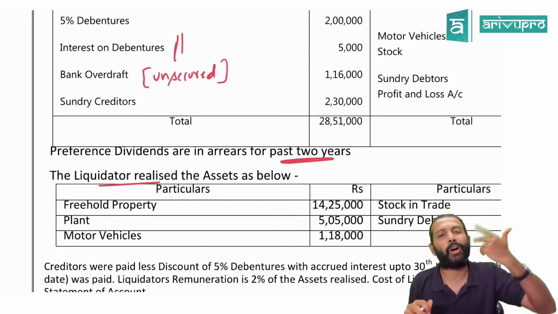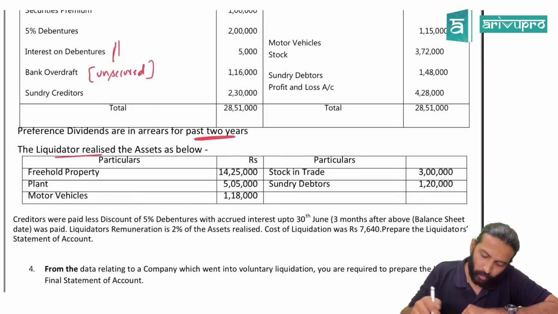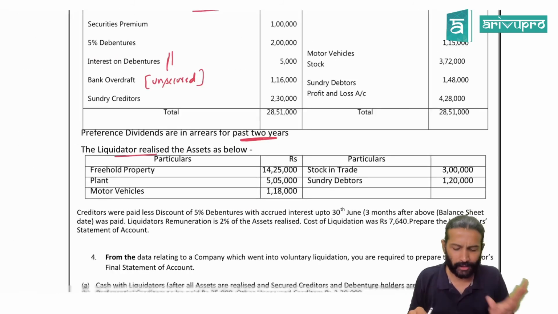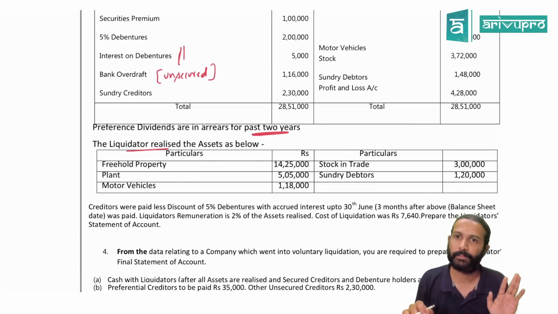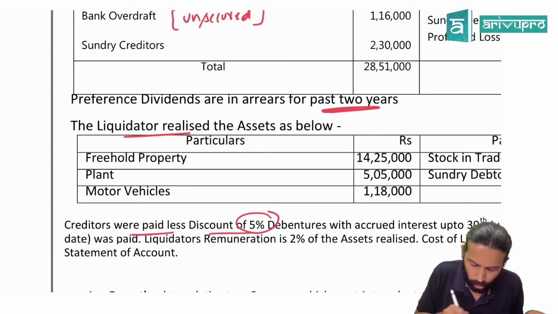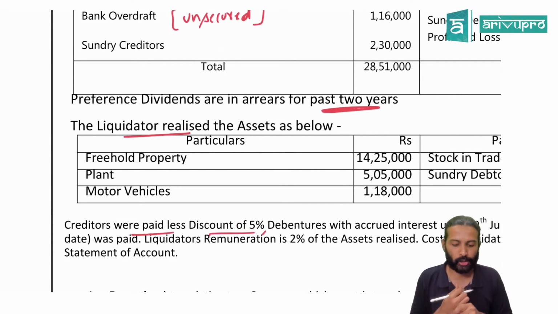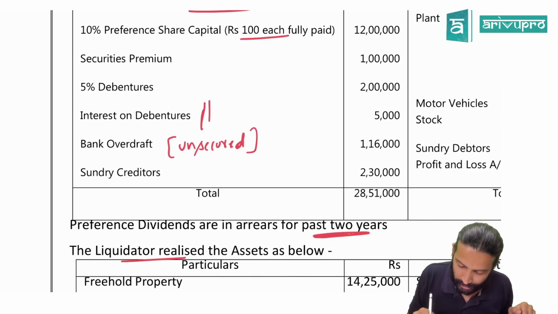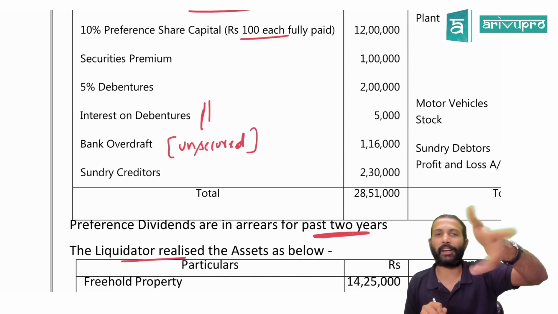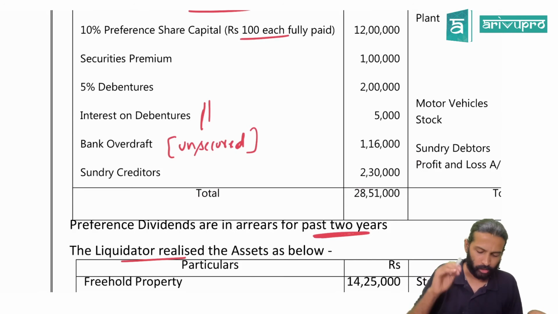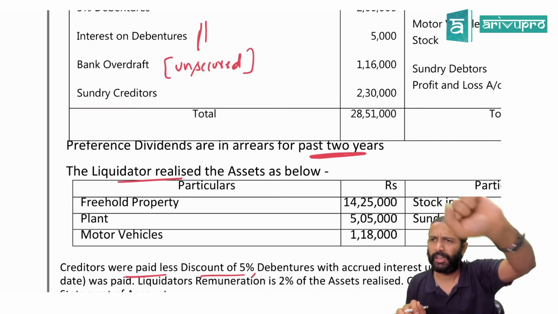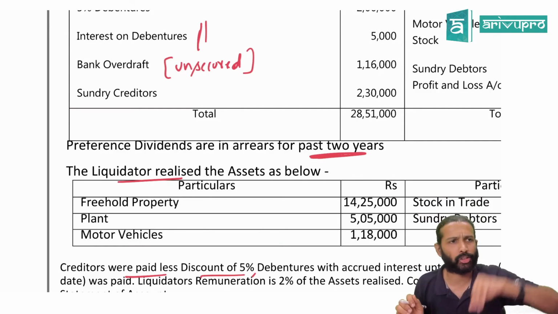You are liquidating, so obviously you will sell the assets. Various assets you have sold at this particular value. We'll figure that out a little later. Creditors were paid less discount of 5%. There should be a comma or a full stop there. Creditors' value is how much, sir? 2 lakh 30,000 as per balance sheet. But are you paying 2.3 lakh or did you get a 5% discount? So you paid them less money, as simple as that. 5% is discount, so the payment percentage is only 95.